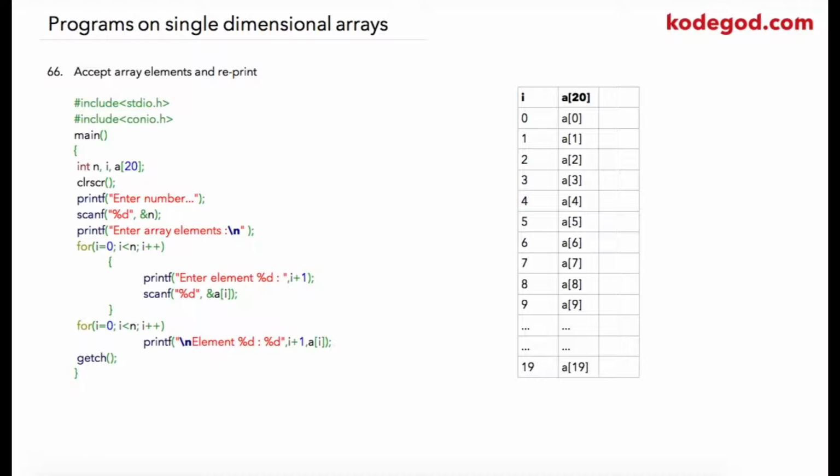Now we are going to check few programs on single dimensional arrays. In this program, we are going to accept an array from user and simply reprint it. So these are our header files. This is our main array which we are going to use to store values and reprint it.